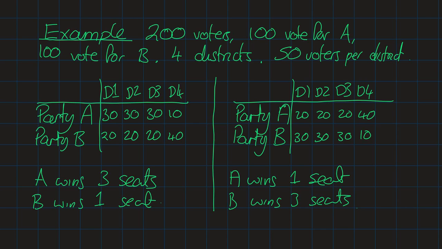This is gerrymandering. This practice of drawing the districts in such a way so that you artificially do better in the election, so that you win more seats in the election.